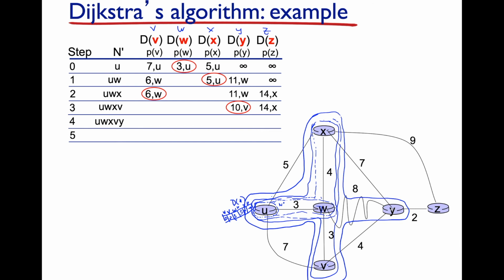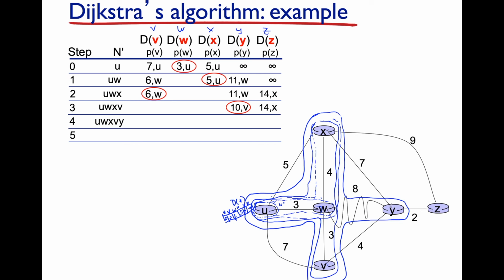So Y has neighbors W, V, X, and Z. Now, V is already in the set of least cost path nodes, so we're not going to do anything with that. W at that juncture is already in the set of least cost path nodes, so we're not going to do anything with that. X is already in the set of least cost path nodes, so we're not going to do anything with that. What remains is Z.